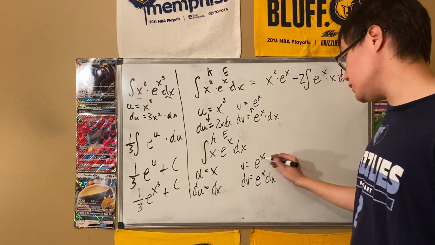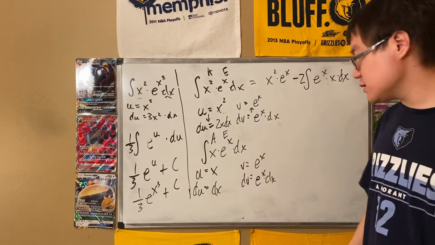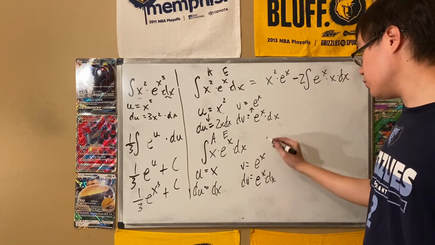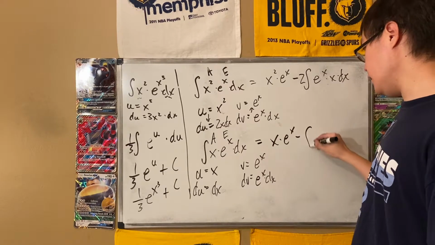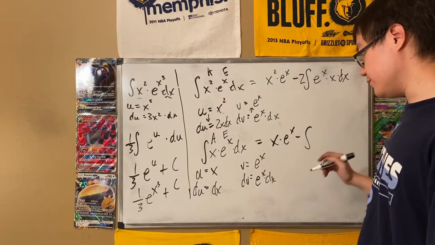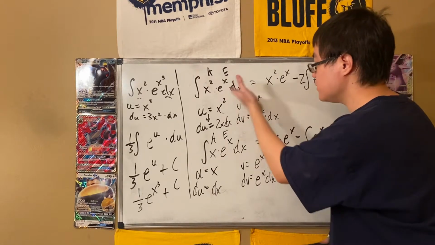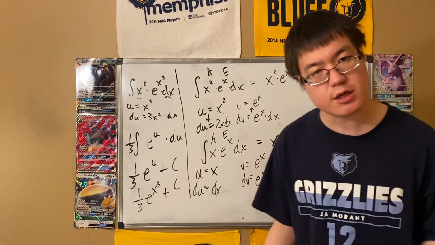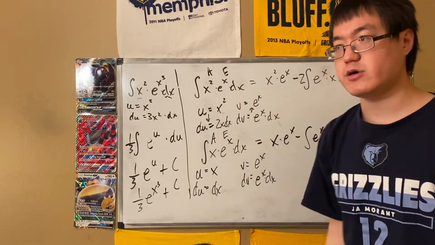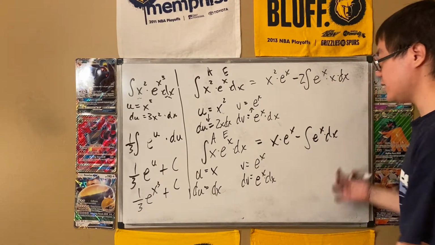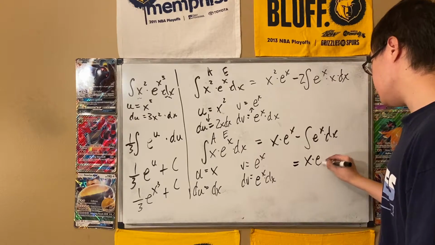Then we have e to the x here. So that's it. Then we're going to do our uv minus the integral of v du, just like normal. So it's going to be x times e to the x minus the integral of v times du, which is e to the x times dx. Again, integration by parts never gives you the answer. I wish it did. That would make life so much easier. But unfortunately, it just gives you a second easier integral. You do have to do the second easier integral, but this one is not that bad. It's just going to be x times e to the x.